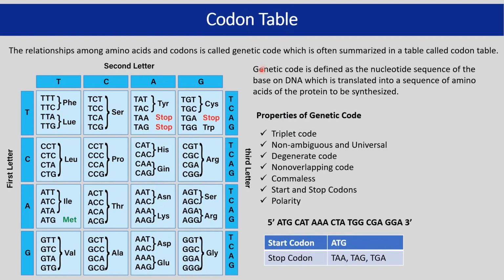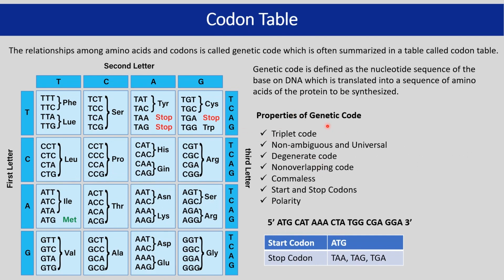Now let us understand the codon table. The relationship among amino acids and the codon is called the genetic code, which is often summarized as a table called the codon table. The genetic code is defined as the nucleotide sequence of the bases on DNA, which is translated into a sequence of amino acids of the protein to be synthesized.